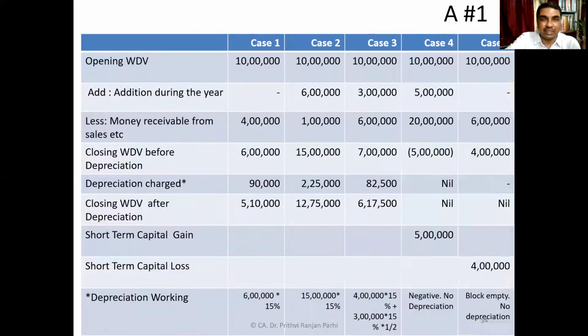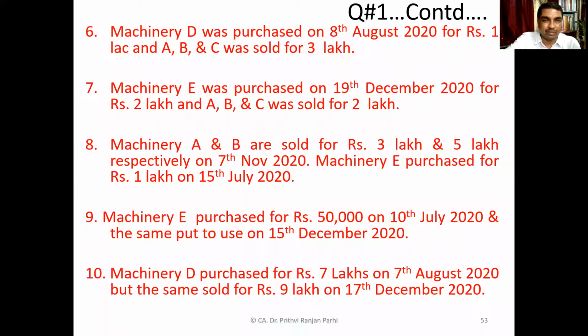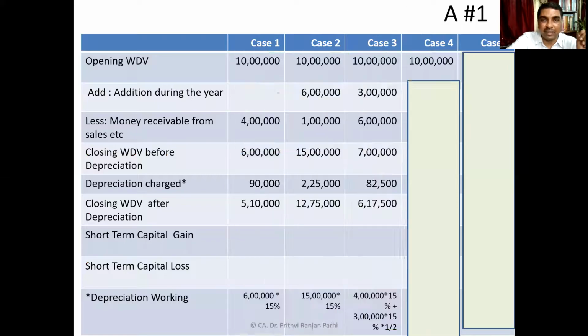Let us look at case number 7. Case number 7 talks about machinery E purchased on 19th December 2020 for 2 lakh rupees and ABC sold for 2 lakh. Okay, E was purchased and ABC are sold. Let us see the impact. Case number 7.